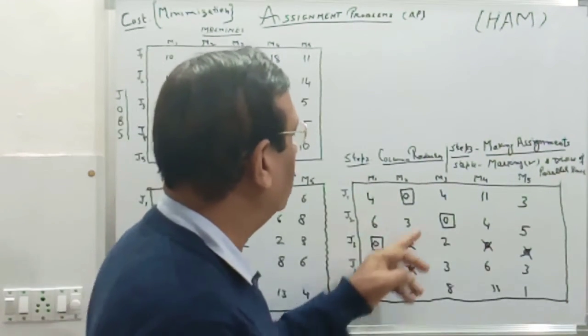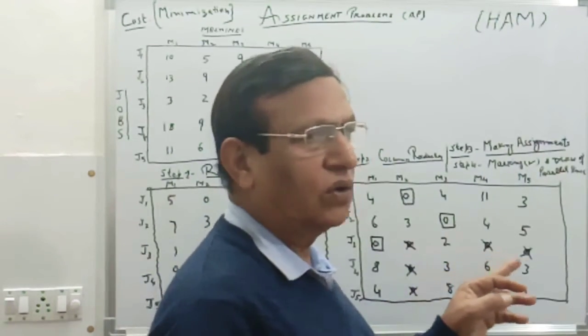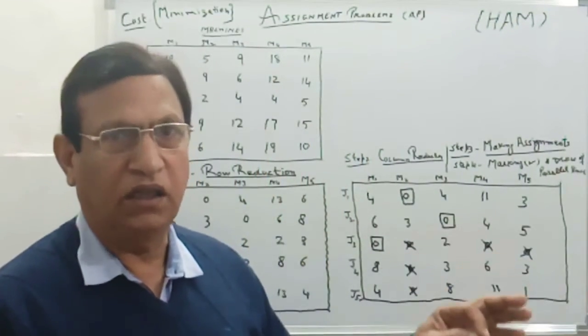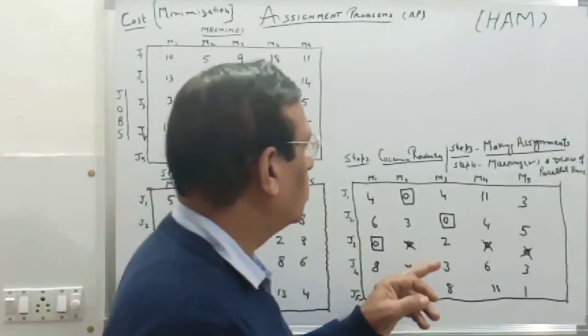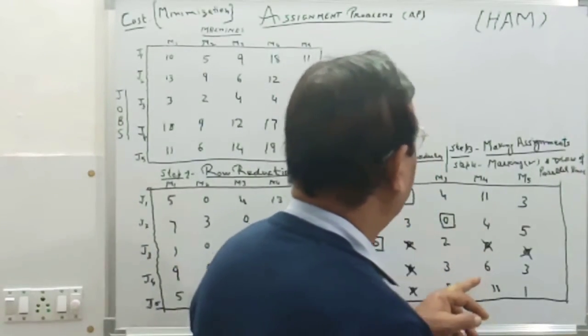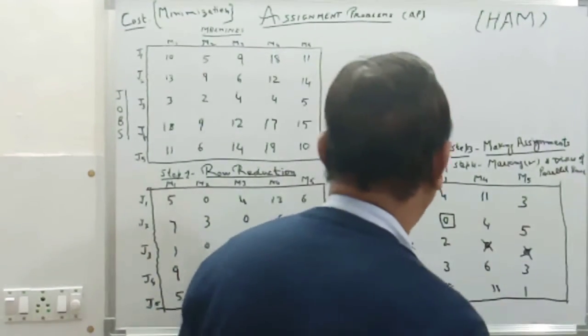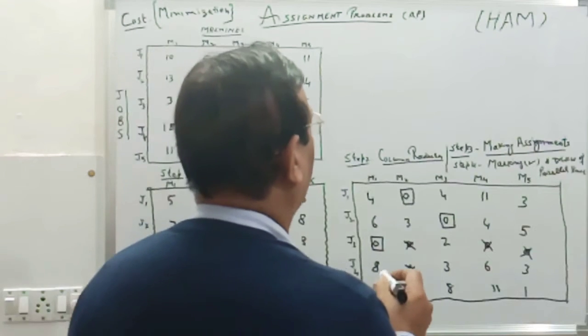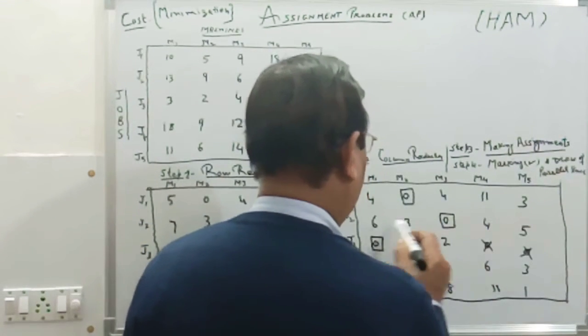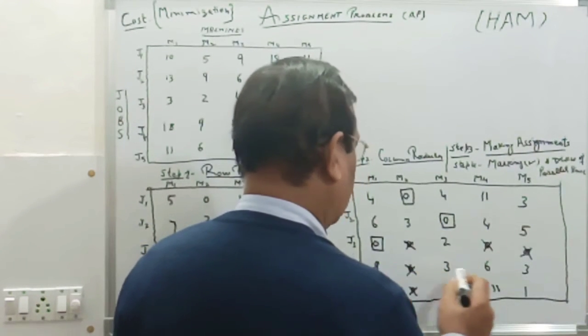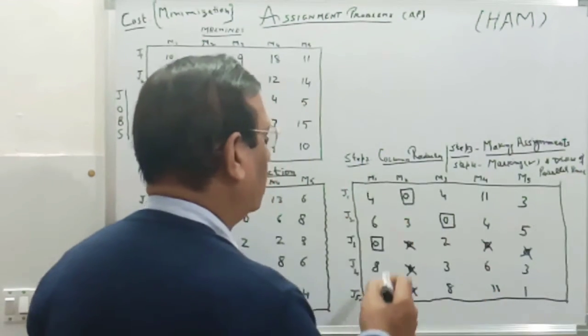Now, second column, assignment is there. The lower column having the assignment cannot be made another assignment. So, here no 0, here no 0. Now again come to row. Again this assignment is there. Again come to column.